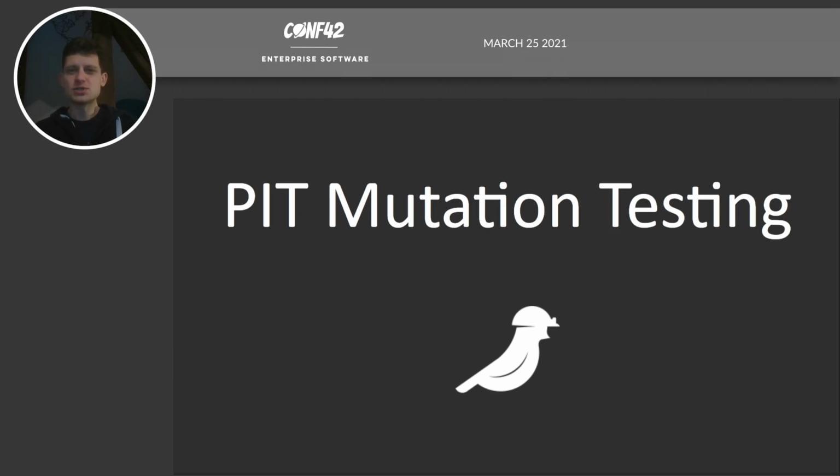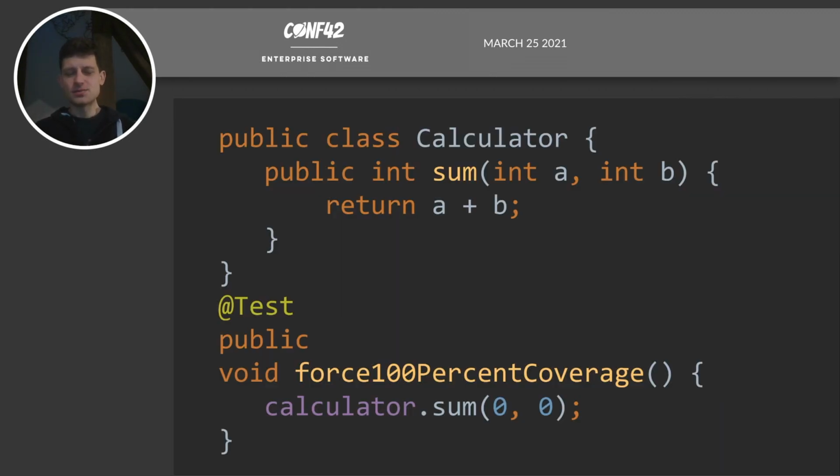I actually always use it with my IntelliJ, just click OK, check if my tests are good. So let's see our example again. We have our calculator method. We have our tests, which provides 100% coverage, but actually it tests nothing. So how does it look in practice?